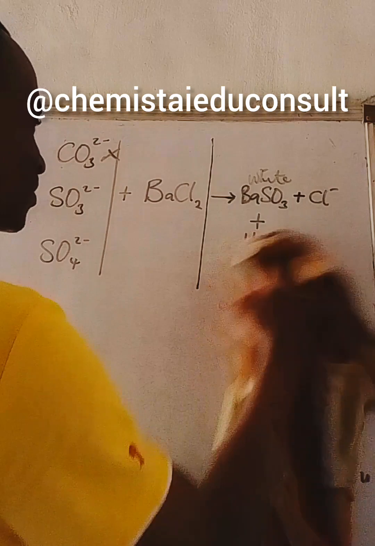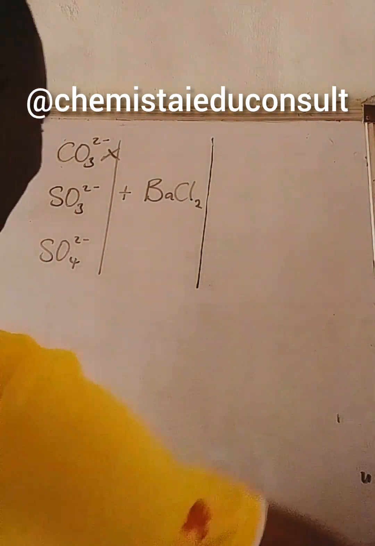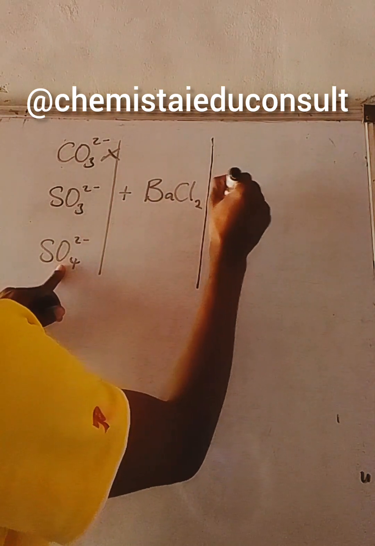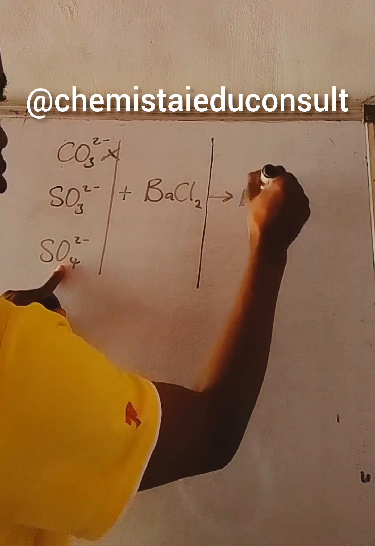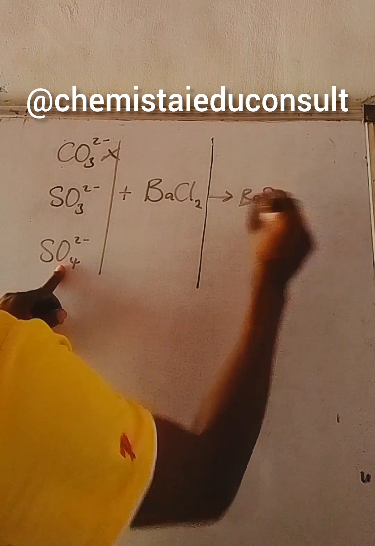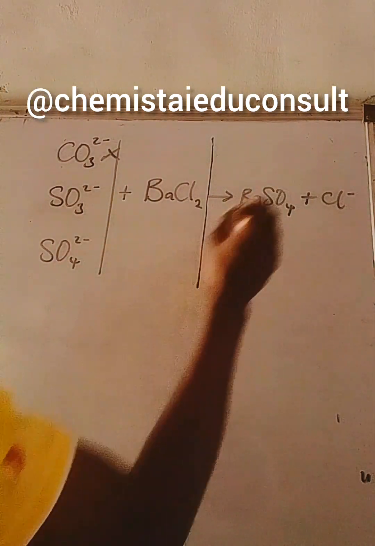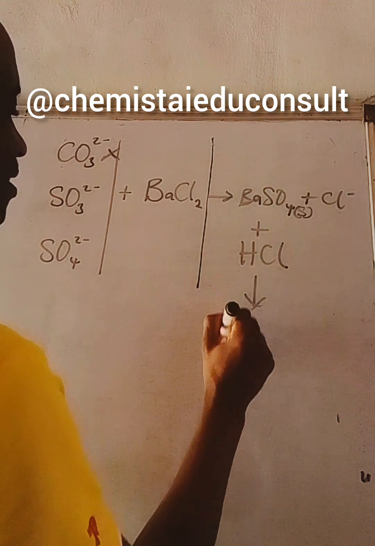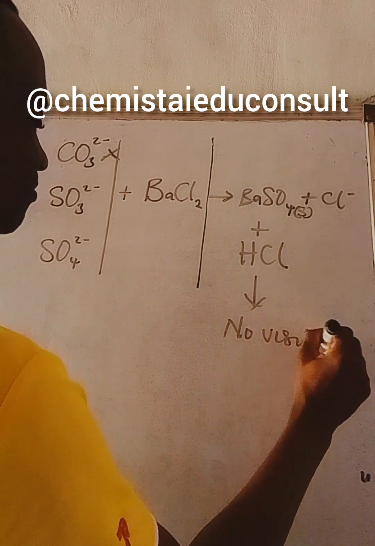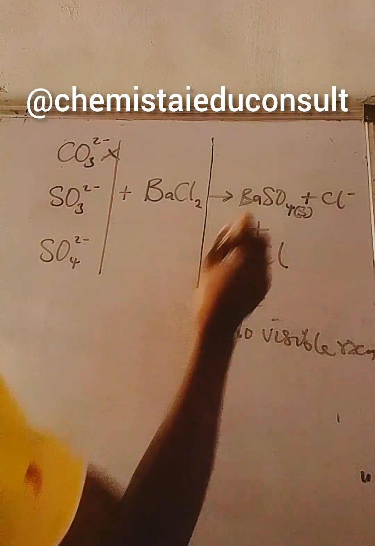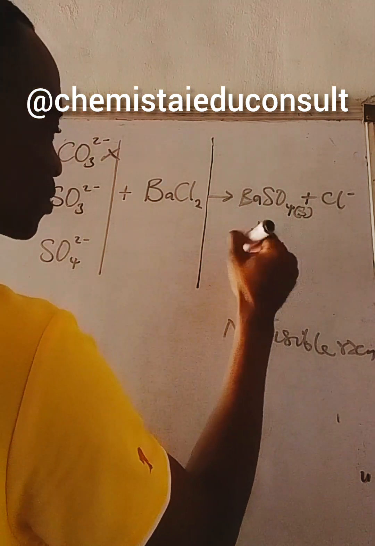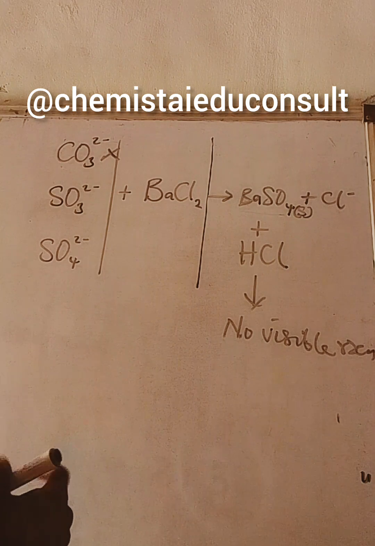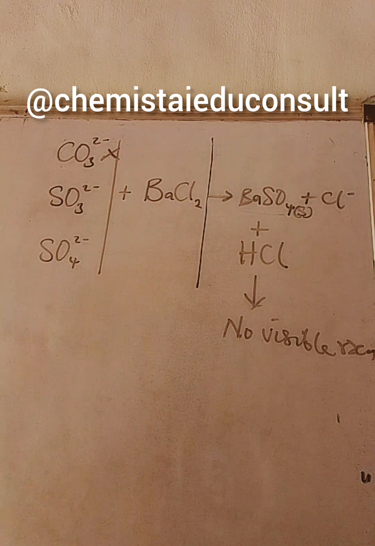Now let's check sulfate ion. When you add barium chloride to sulfate ion, you are going to get barium sulfate plus chloride ion. This barium sulfate is not soluble with hydrochloric acid, so you will not get any visible reaction. So when in the presence of hydrochloric acid, barium sulfate remains insoluble. And that is why the answer is sulfate ion.